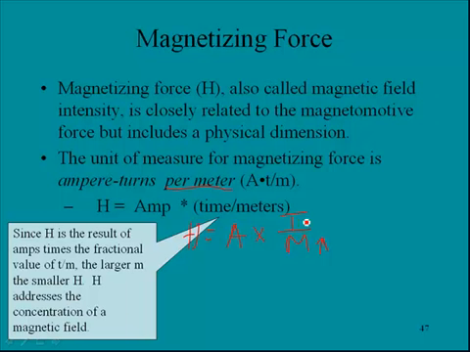H equals this times this. So the larger the m in the meters, the smaller the H, and vice versa. H addresses the concentration of a magnetic field. So if the concentration is smaller, notice if this field is in a smaller area, then the H is going to increase. And that is the magnetizing force.